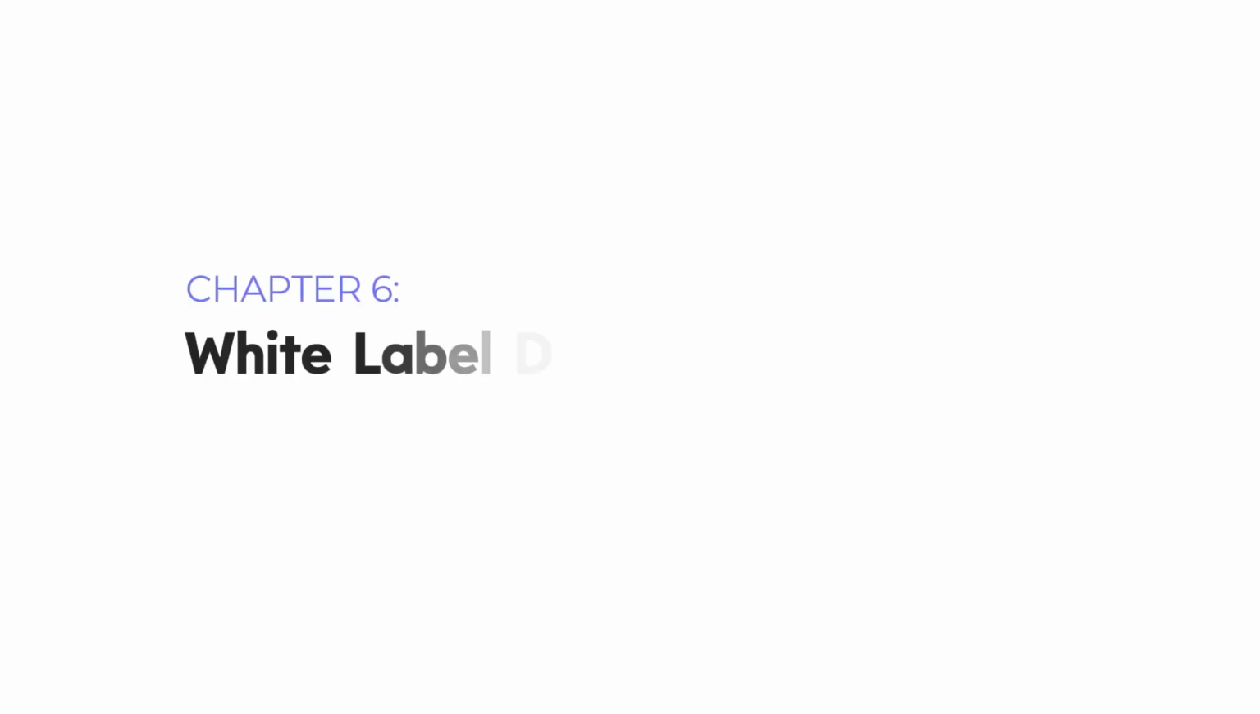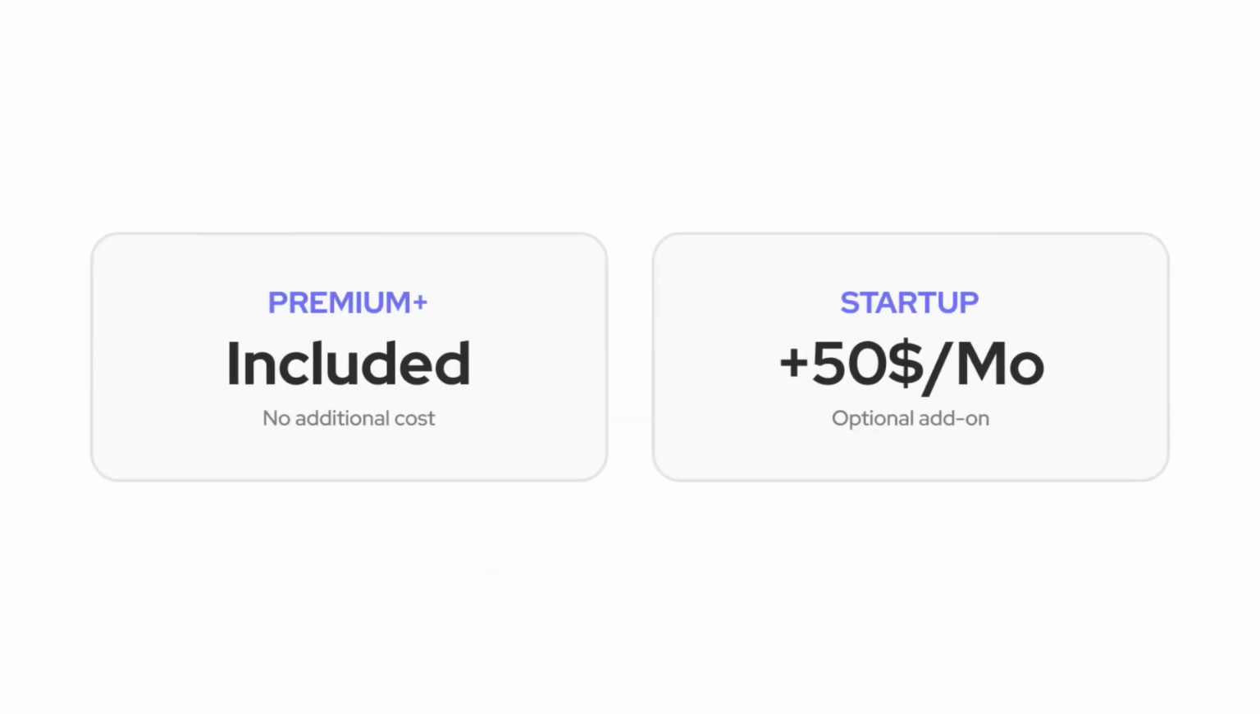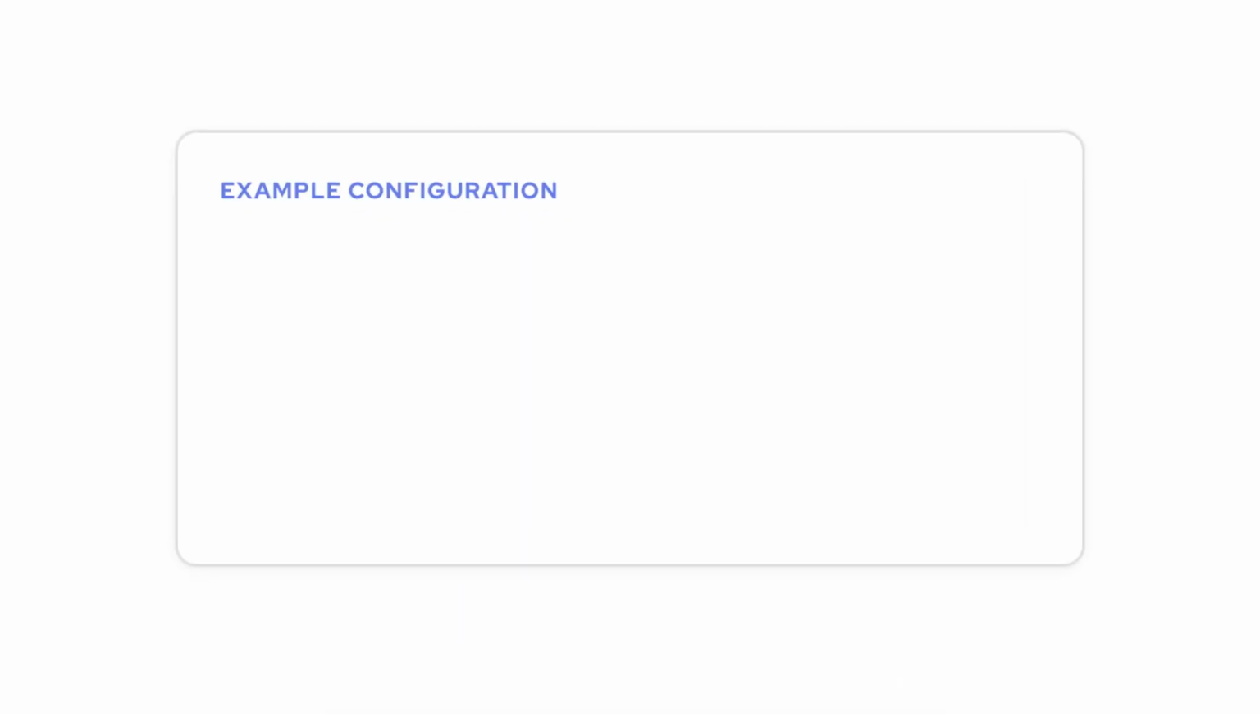White label domains let you replace the iJewel drive name completely with your own domain, giving you a fully branded experience. This feature is included with premium plans and higher, or available as a $50 per month add-on for startup plans. Here's how to set it up. First, decide on your domain. Next, log into your domain provider.